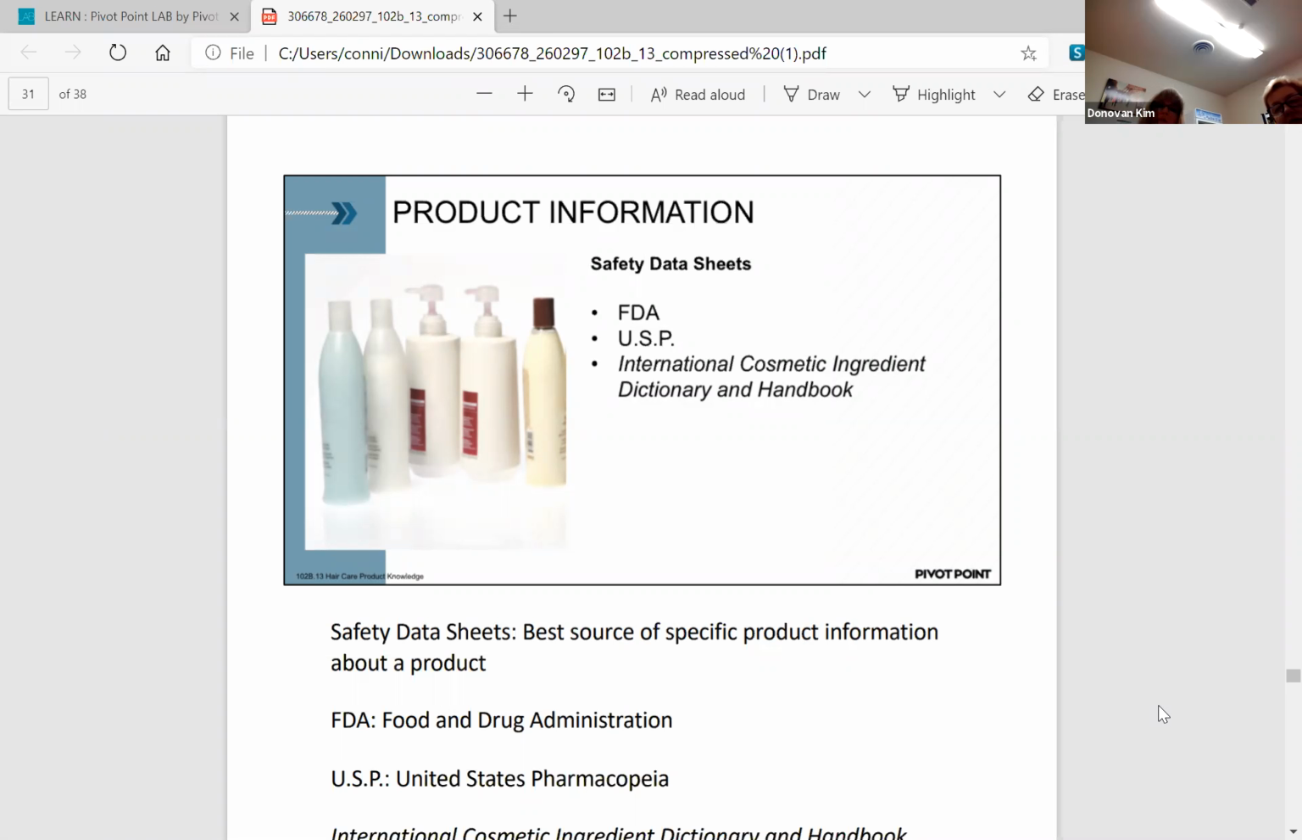Okay, so we need to know about the FDA. What does the FDA do? That's the Food and Drug Administration, and they regulate cosmetic products, which is basically your shampoos and conditioners. So they basically have to say that it's safe for you to use, following directions, and it's safe for you to sell.